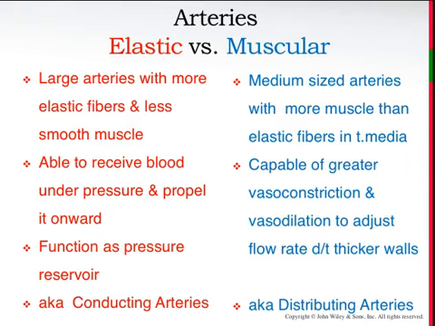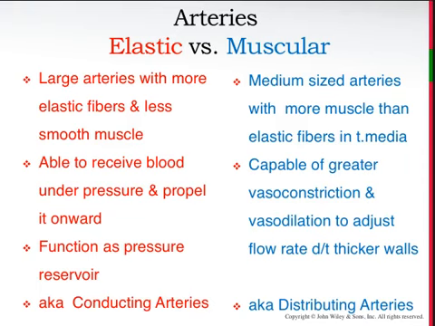They have a larger percentage of elastic fibers and less smooth muscle. That composition of elasticity, or the elastic fibers, is going to allow them to have more stretch. They're going to be able to receive blood under higher pressures. They're going to be able to propel that blood onward. And they actually are able to function as a pressure reservoir. So they're able to handle larger volume, higher pressures, and they're called the conducting arteries.